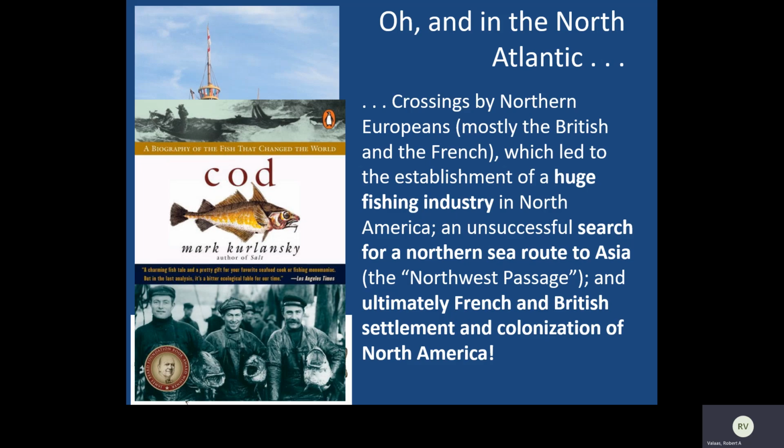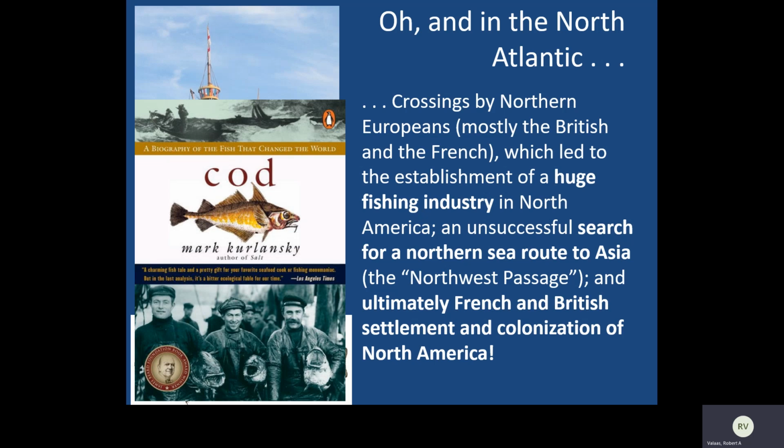Giovanni Caboto was another one of those Italian sailors who thought that you could get to other parts of the world by sailing west across the Atlantic. He convinced the King of England, King Henry VII, to give him some funding, which King Henry VII did, and he sailed across and found Canada, yay! Which turned out not to have any precious resources or spices, but did have a lot of fish, like cod.